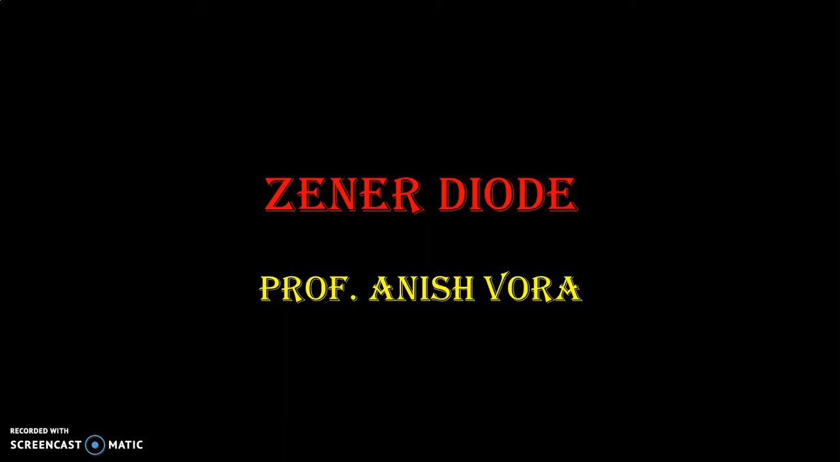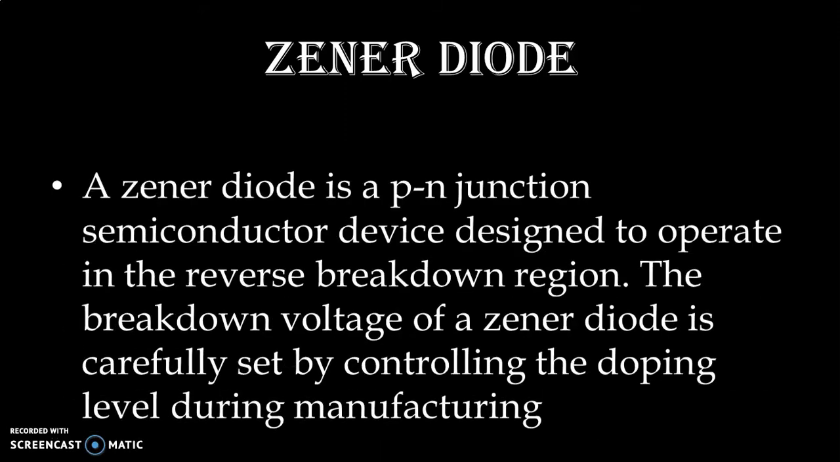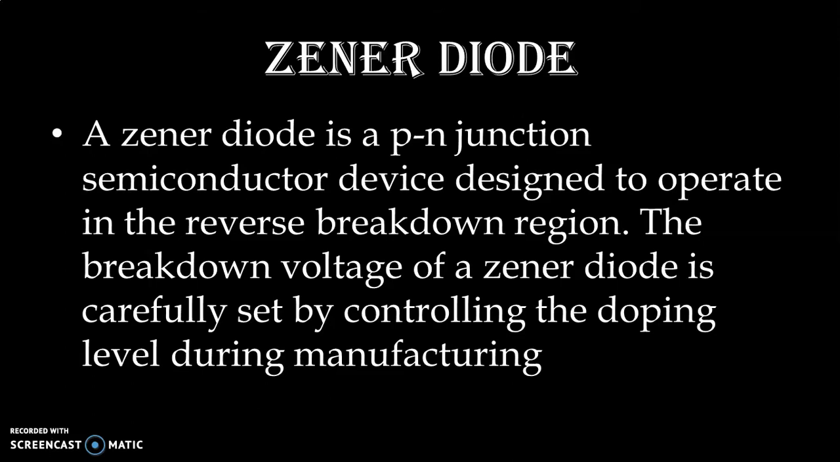In this video lecture, we will study about the Zener Diode and its VI characteristic. First, let us understand what exactly we mean by Zener Diode and what is the difference between PN junction diode and Zener Diode. A Zener diode is a PN junction semiconductor device designed to operate in the reverse breakdown region.